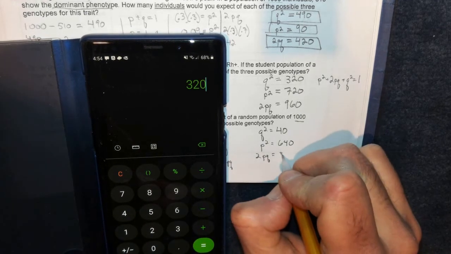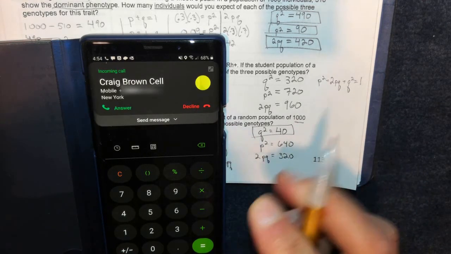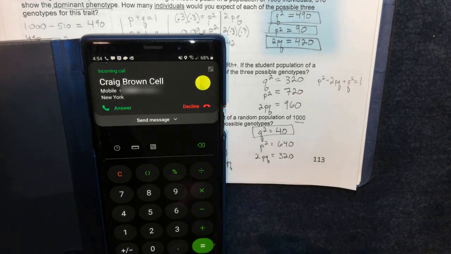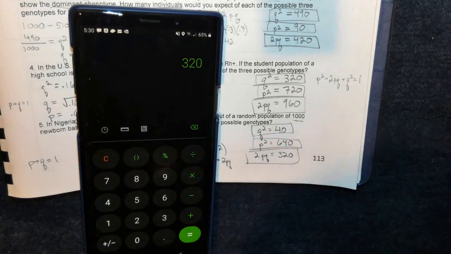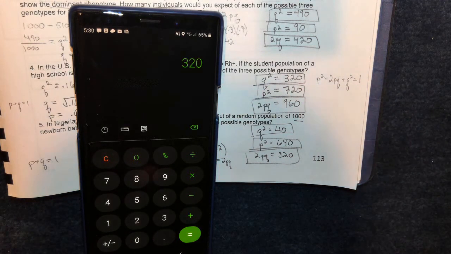Yes. Again, let's check ourselves before we wreck our... Oh, Craig Brown is calling me. Okay, so anyway, everything is fine with Mr. Brown, and then Mr. Reza called. So we've been communicating. Everything is good.